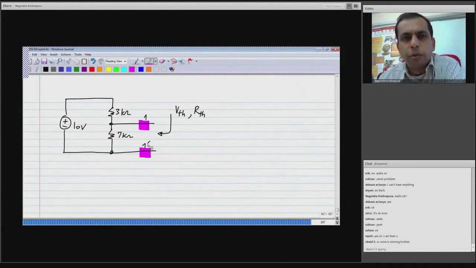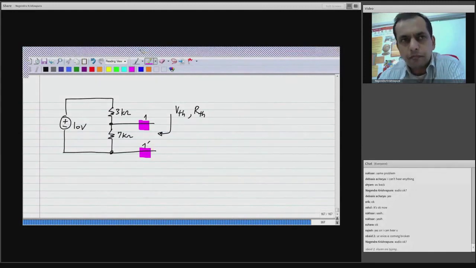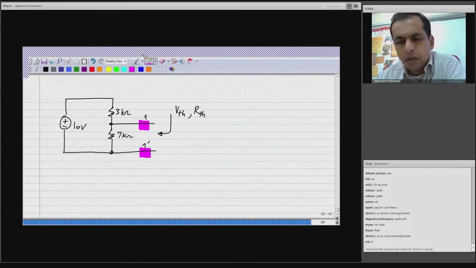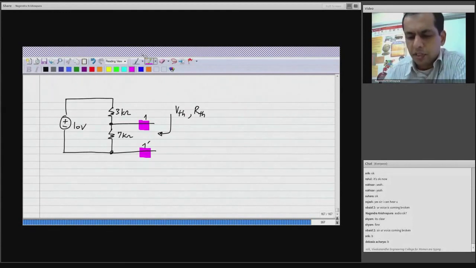This is very important. What is equivalent? When you say it's the Thevenin equivalent of a circuit, the Thevenin equivalent applies only to some two terminals specified. In this case, it's this 1 and 1 prime. So now my question is, what will be the Thevenin voltage across 1 1 prime in this circuit? Please try to answer this.